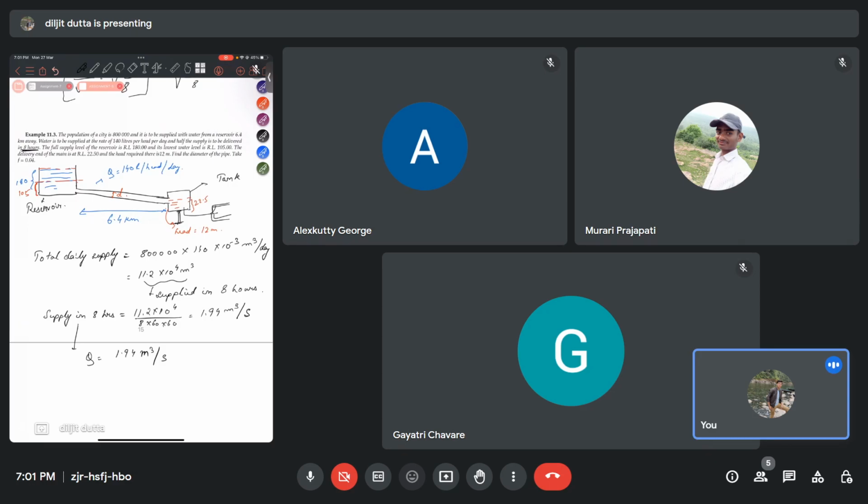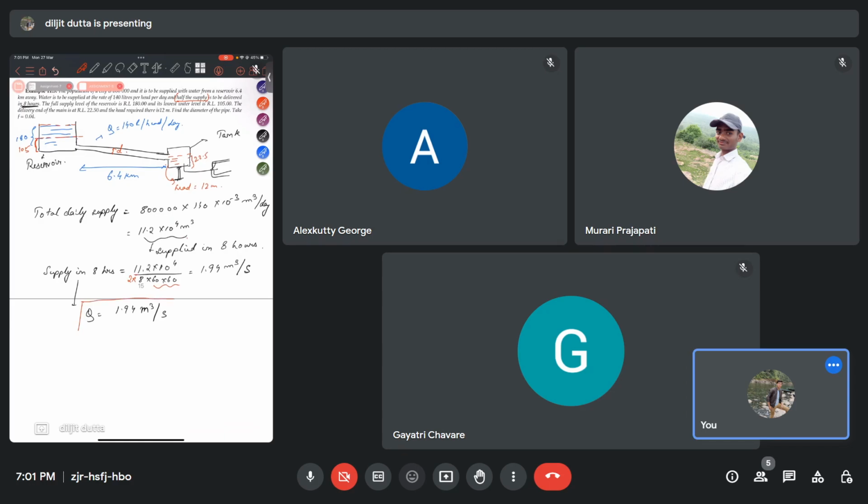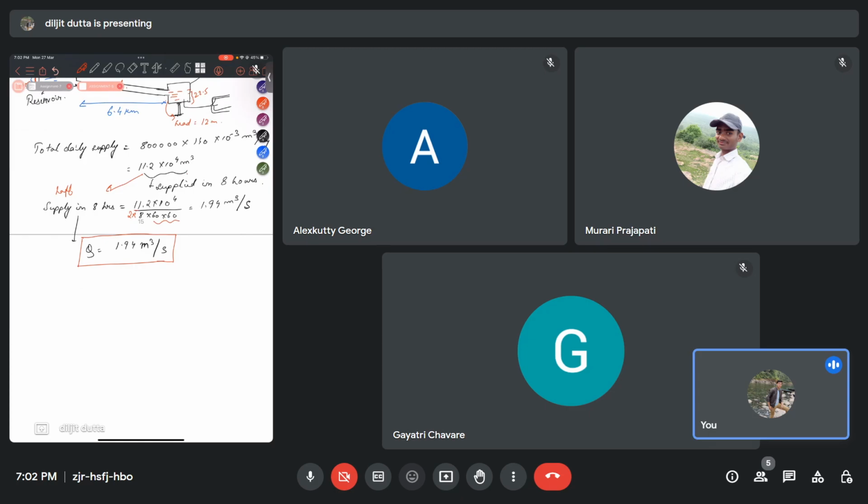Sorry, one more thing is, this is not the full supply, it is half of the supply that is to be supplied in 8 hours, so it will also be divided by 2. So the supply in 8 hours is the total supply divided by 2 into 8, and then if we multiply by 60 into 60 we will get the units in meter cube per second. So the thing is that out of 11.2 into 10 to the power 4, this total volume, half will be in the 8 hours and the other half will be in the remaining 16 hours. So for this 8 hours the discharge that we need is 1.94 meter cube per second.